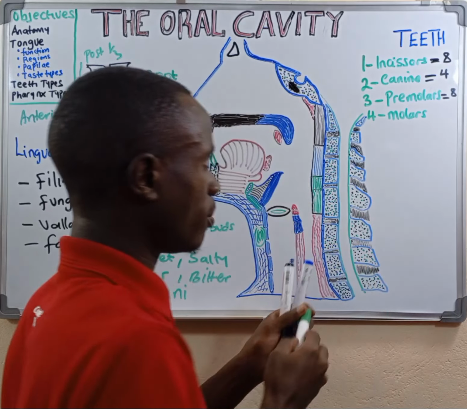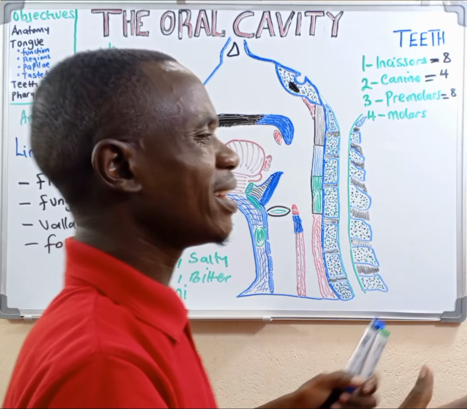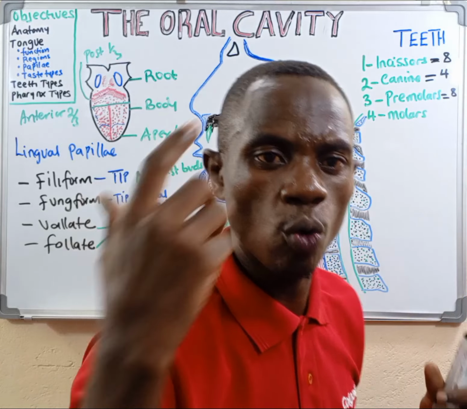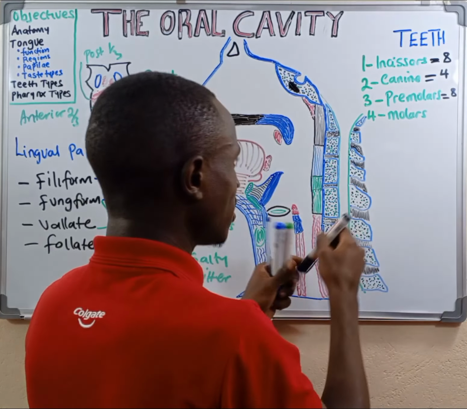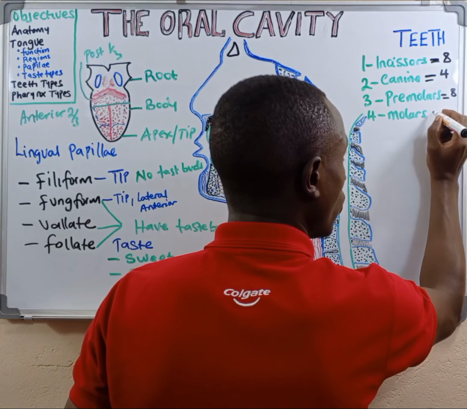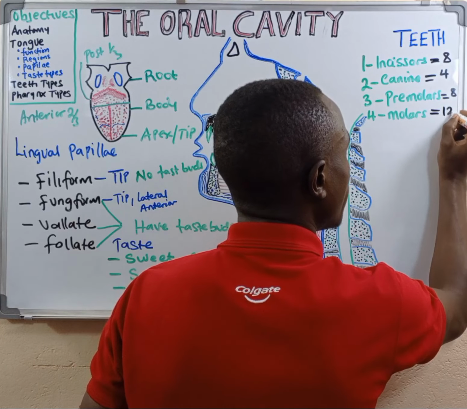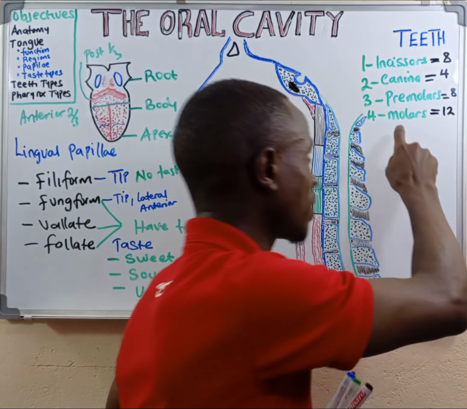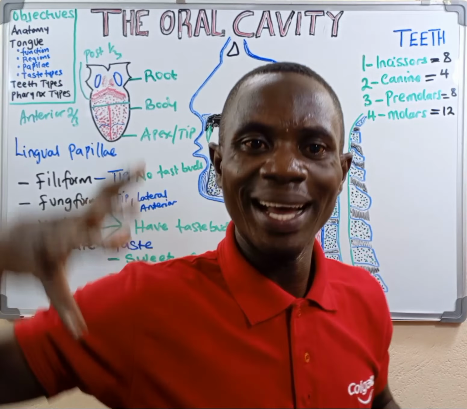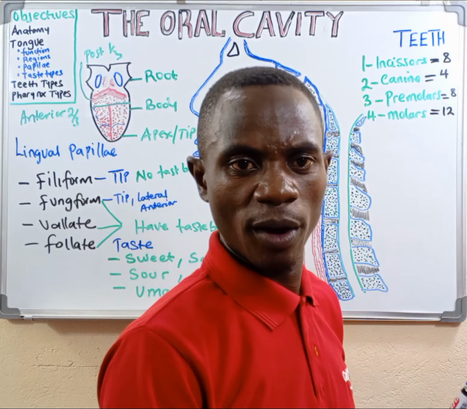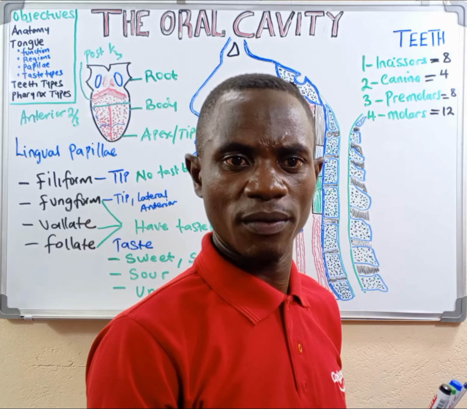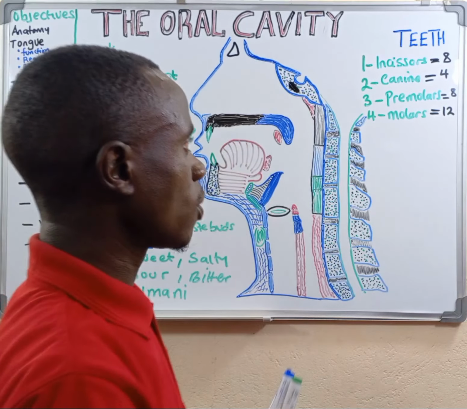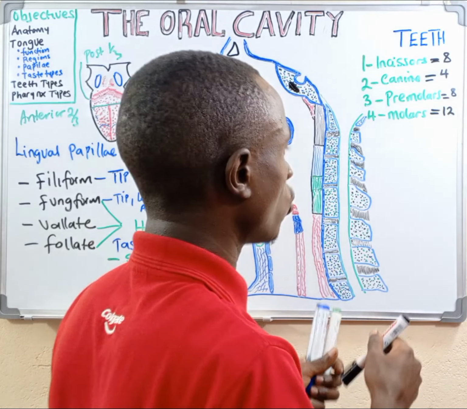And then the last type of teeth is the molars. The molars are the last ones at the back of the oral cavity, very important in the chewing process. It is these molars which aid in the chewing process, and they are 12 in number. They especially do the crushing, and the mechanical process of chewing in the oral cavity is under the influence of the molars. Very important.